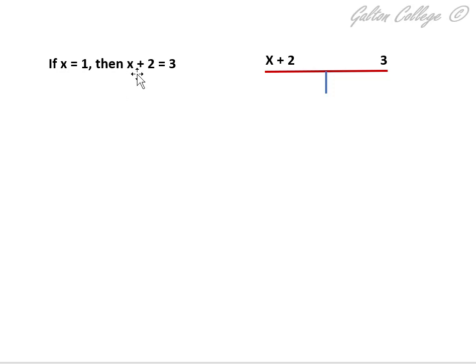If x equals 1, then x plus 2 is equal to 3. Think about it. If x is equal to 1, so that becomes a 1. 1 plus 2 equals 3. So x plus 2 is 3, and that's balanced.